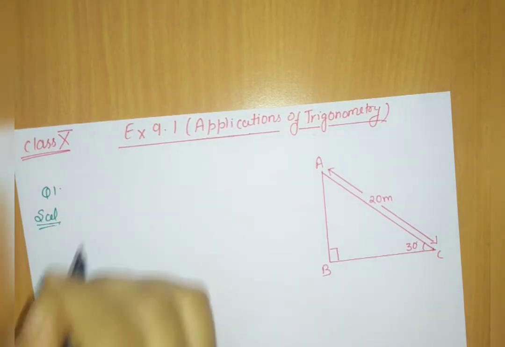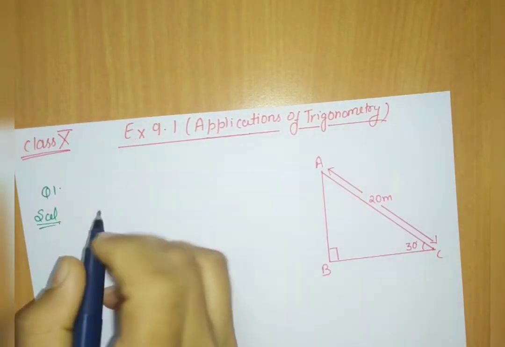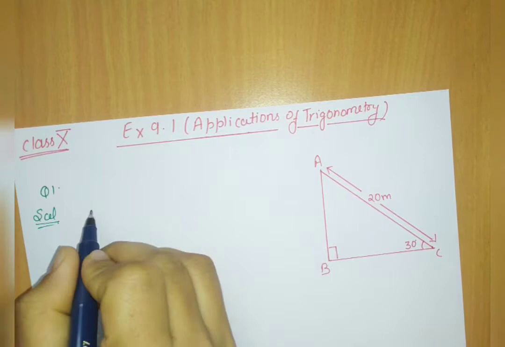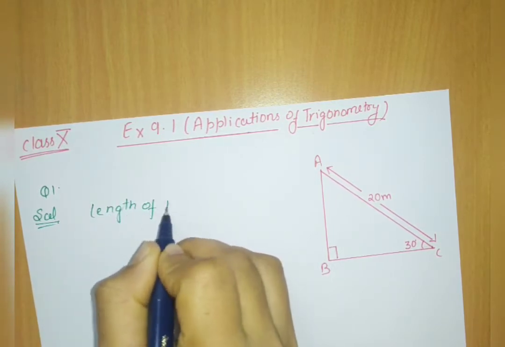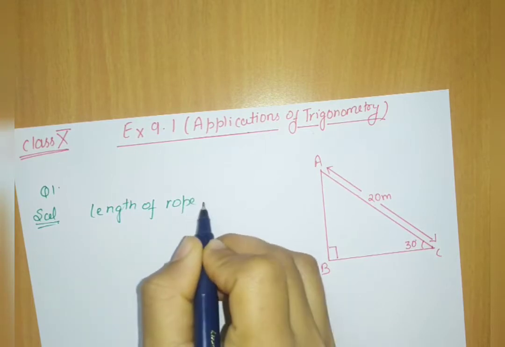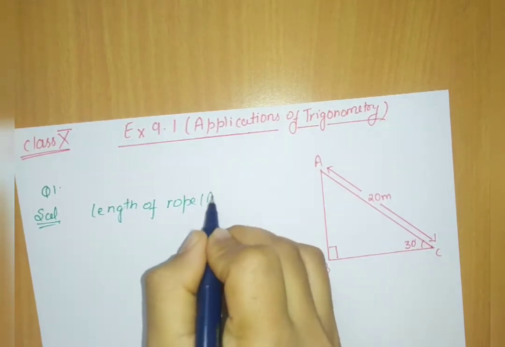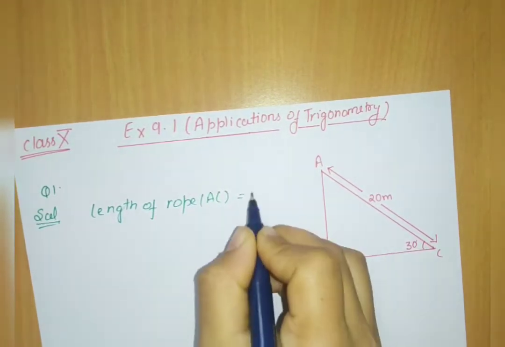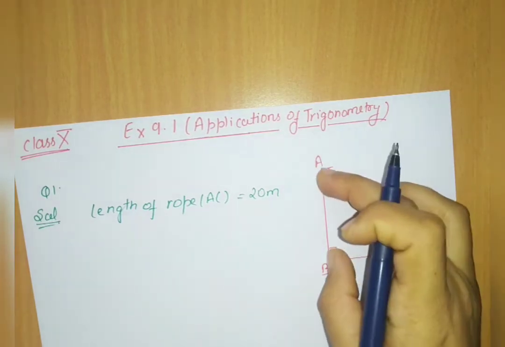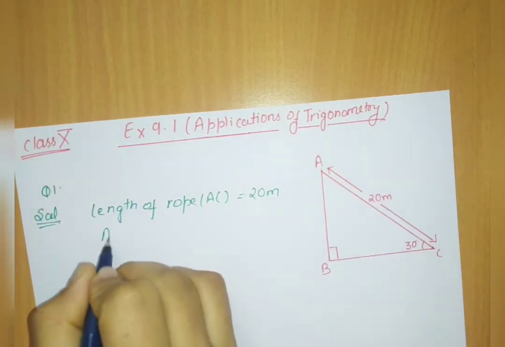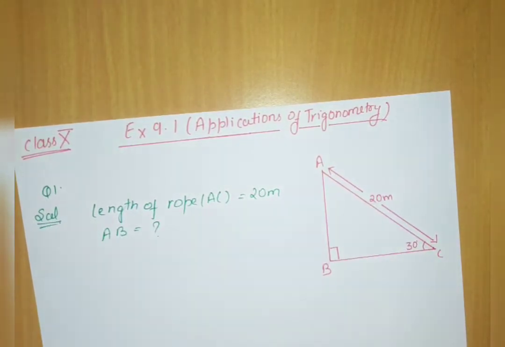So what we have given, first we write that this is the length of the rope, that is AC. In bracket I can write AC. That is 20 meter. What I need to find out? The height of the pole, that is AB. So I'll write AB, need to find.